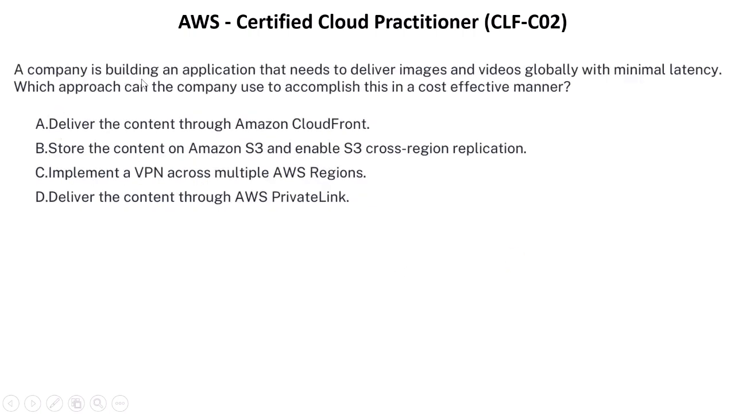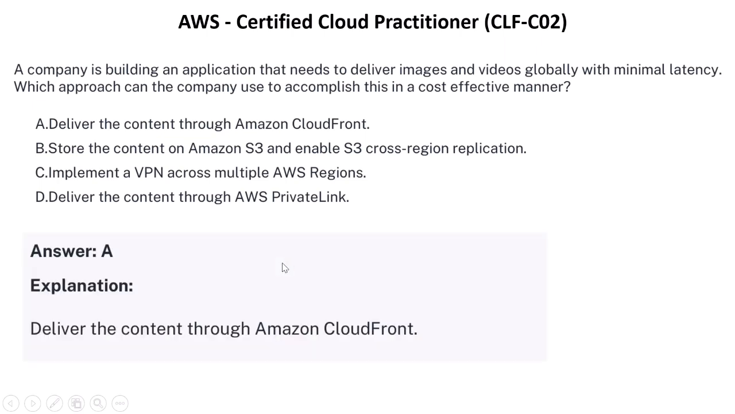A company is building an application that needs to deliver images and videos globally with minimal latency. Which approach can the company use to accomplish this in a cost-effective manner? Option A, deliver the content through Amazon CloudFront. Option B, store the content on Amazon S3 and enable S3 cross-region replication. Option C, implement a VPN across multiple AWS regions. Option D, deliver the content through AWS PrivateLink?